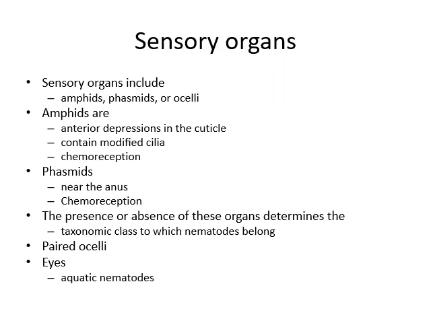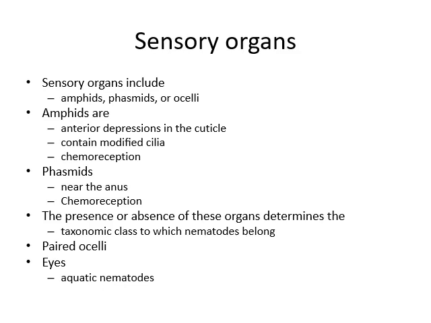Now the sense organs. Sensory organs include amphids, phasmids, or ocelli. Amphids and phasmids are chemoreceptors, ocelli are photoreceptors. Amphids are present in the anterior end, phasmids are present at the posterior end near the anus. Ocelli are also at the anterior end.